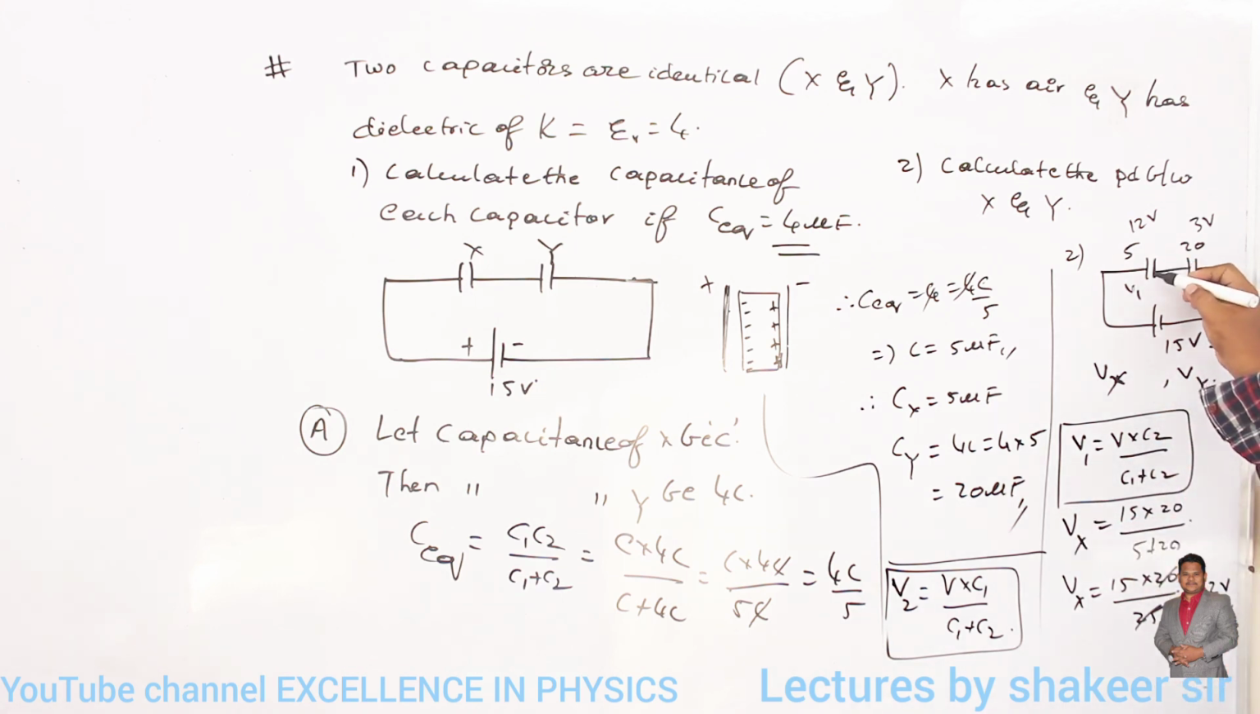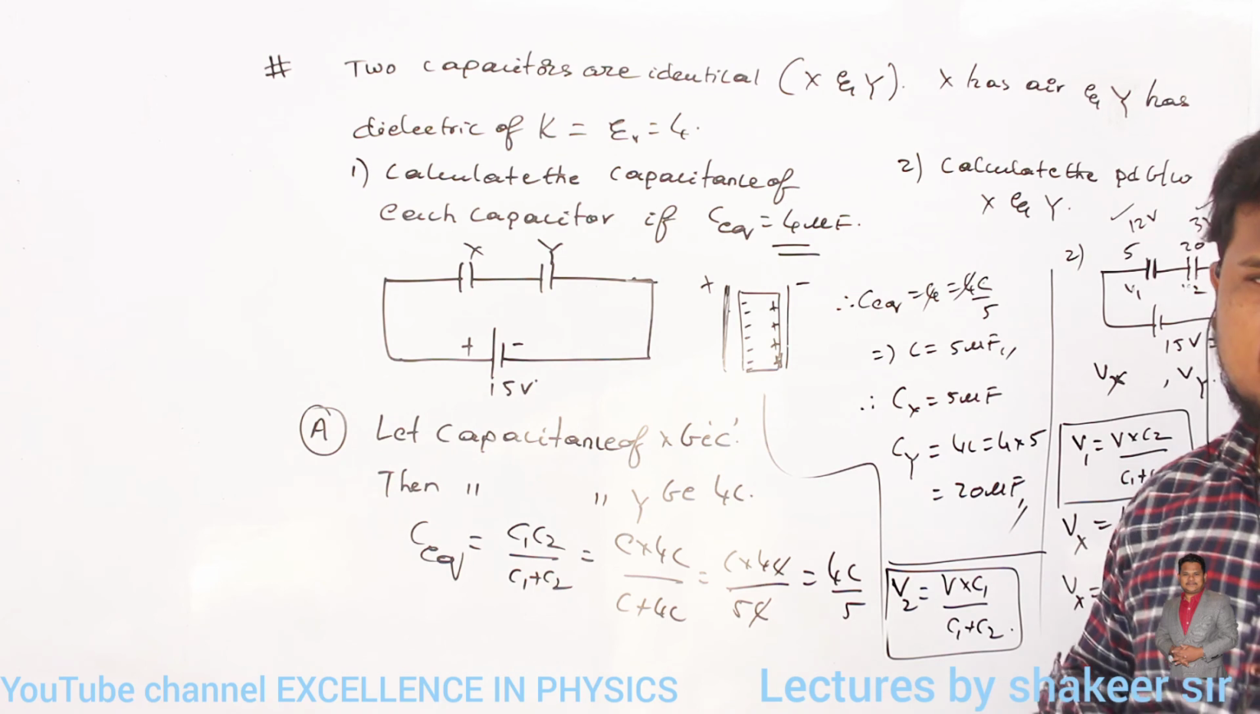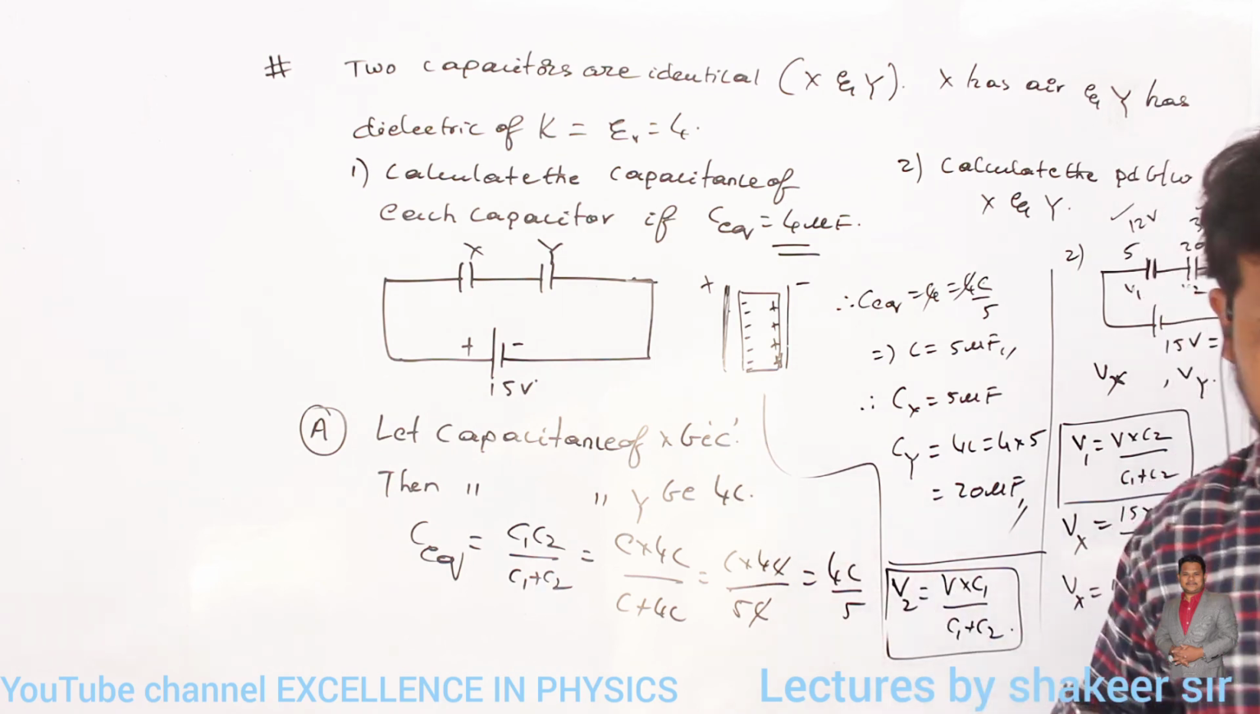Here there is no dielectric, and the potential difference is 12 volts. Here there is a dielectric, and the potential difference is only 3 volts. Because its potential difference is lesser, that is the reason it can store more charge. Clear? That's all. Make a note up to here.